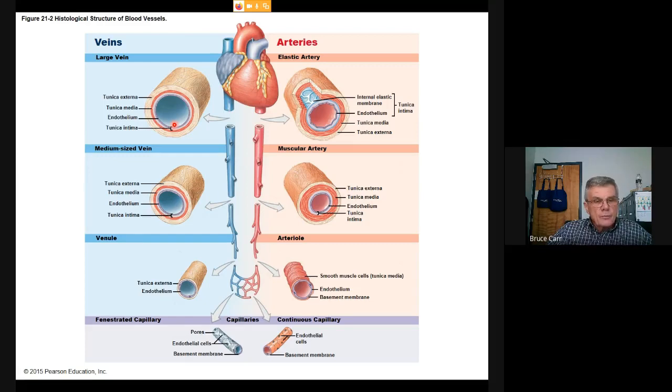expansion and contraction. So we basically just call the small veins venules, then medium-size and large veins, and the great return veins, which are the inferior and superior vena cava, and, not actually shown here, the pulmonary veins.